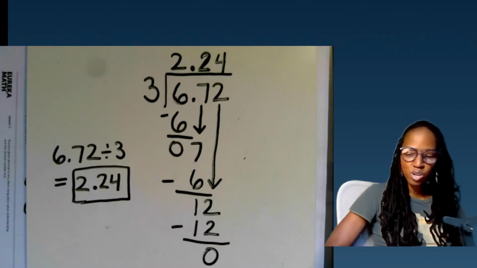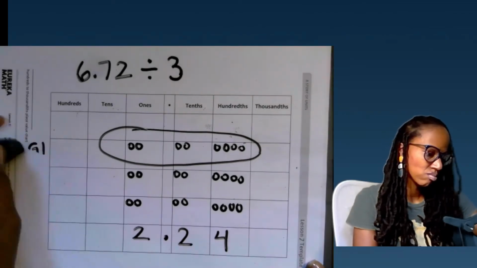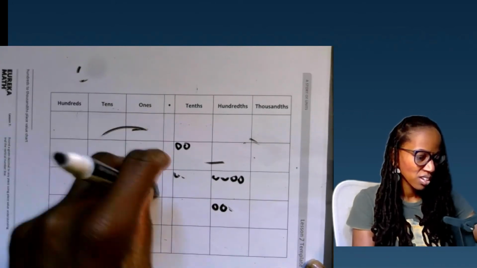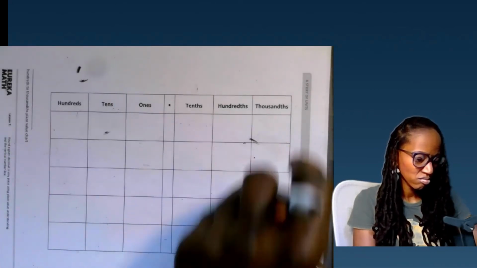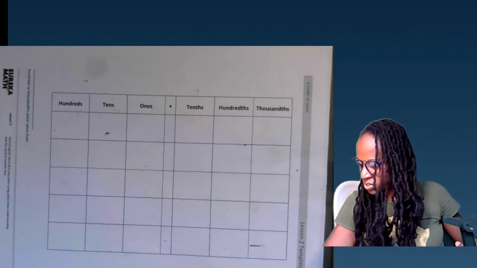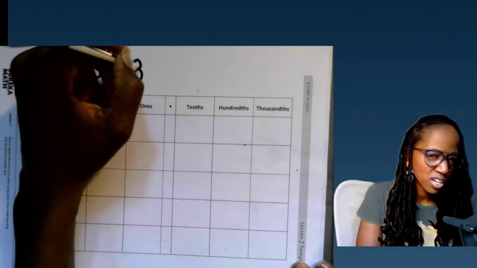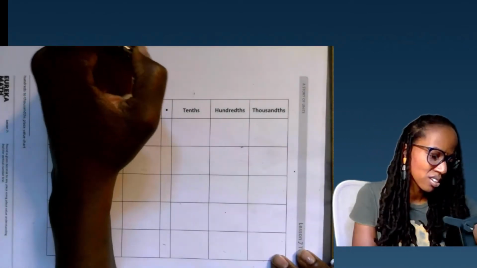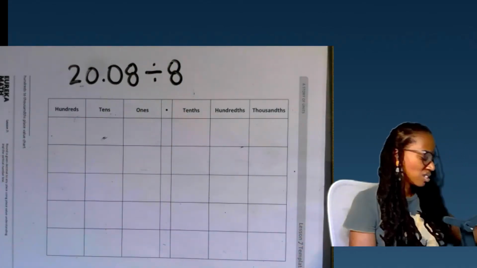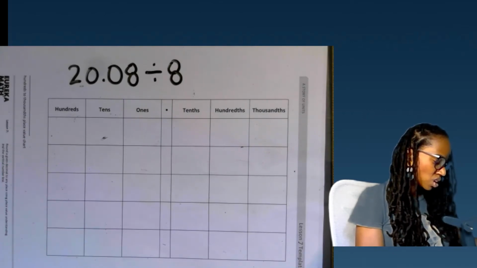So we're going to try one more example. Let me clear my whiteboard here and my place value chart. Let's see if we can kind of get the hang of it. Okay. So in our next example, and this will be our final example for today, we're going to take 20 and 8 hundredths and divide that by 8. Okay, so our dividend is 20 and 8 hundredths. Our divisor is 8. So we must share that among 8 equal groups.